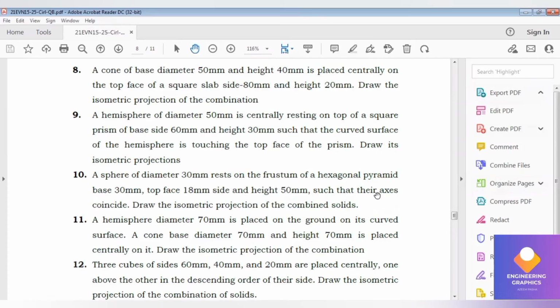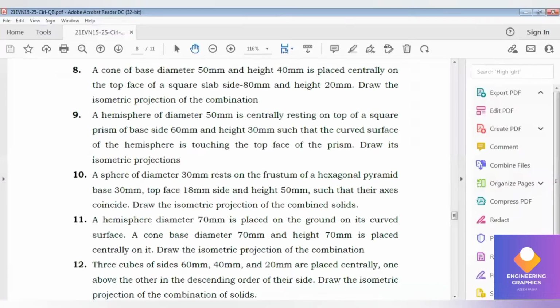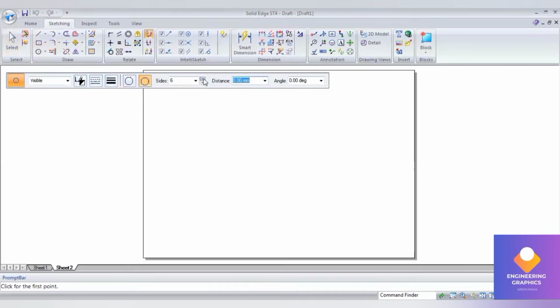30 mm, top face 18 mm, and height 50. So that means frustum of hexagonal pyramid. That means I have to construct two hexagons. One is of dimension 30 mm and one is of dimension 18 mm. So go to polygon by center, select six sides.